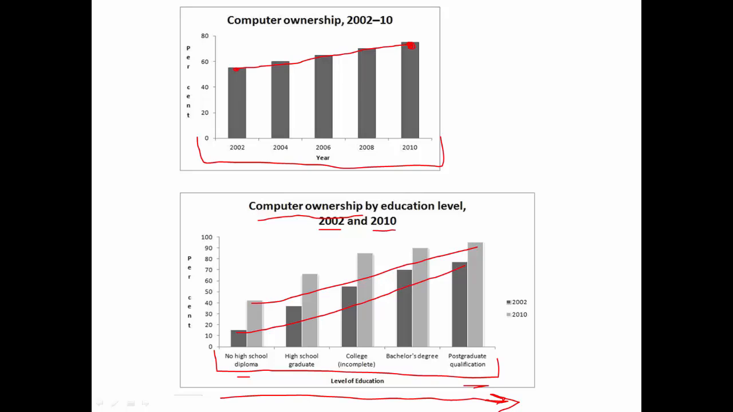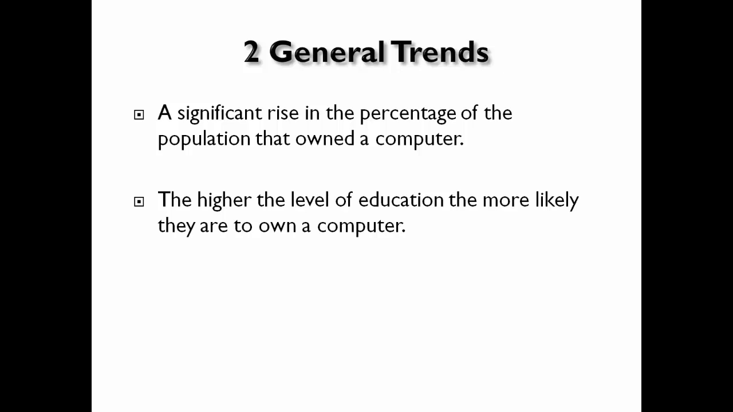And remember that we're not getting into any detail here. So the key features are two general trends. One is a general trend over time. The first one, there was a significant rise in the percentage of the population that owned a computer. So from the first date to the last date, it increased. And the second one was the higher the level of education, the more likely they are to own a computer.